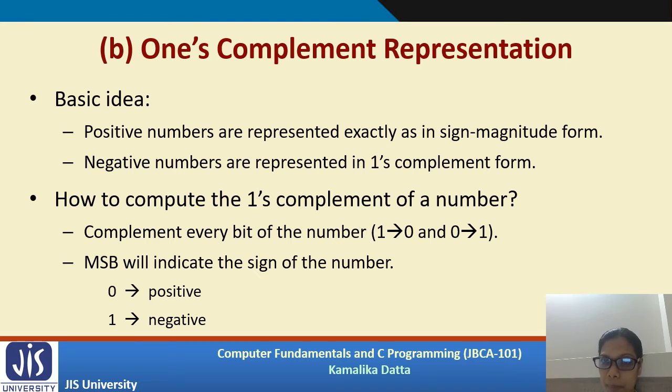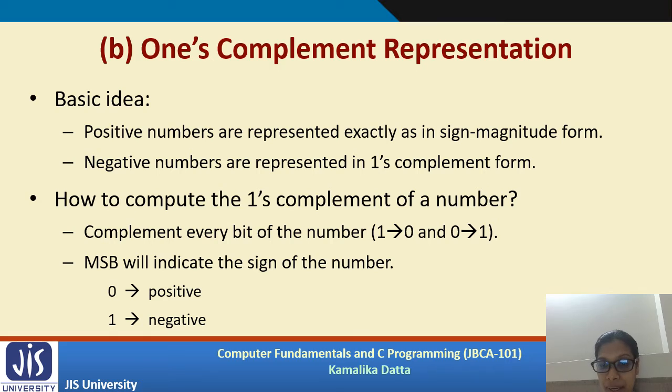Let's see one's complement representation. One's complement is very straightforward. What is the basic idea? Positive numbers are represented exactly as in sign magnitude. So for a positive number, we do not have to worry. If it is a positive number 1, then it is just 0001 for a 4-bit representation.